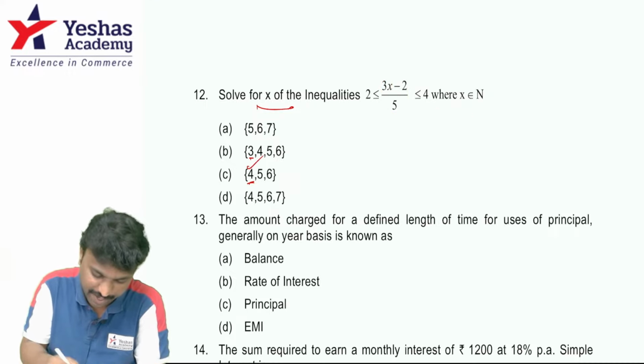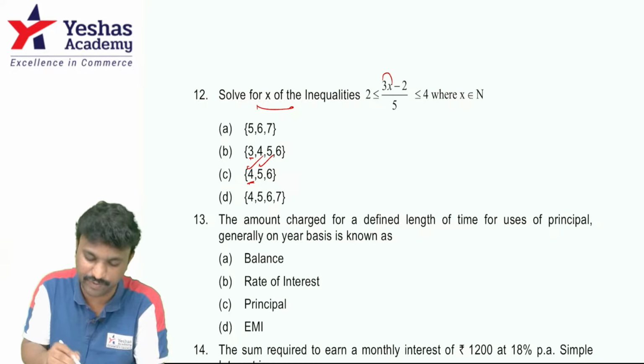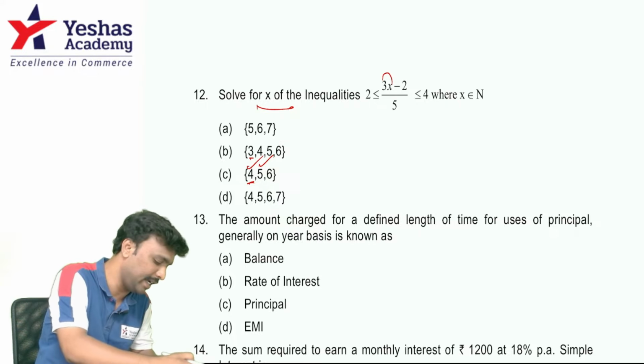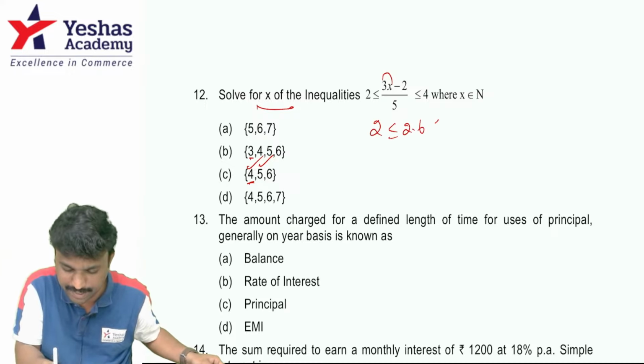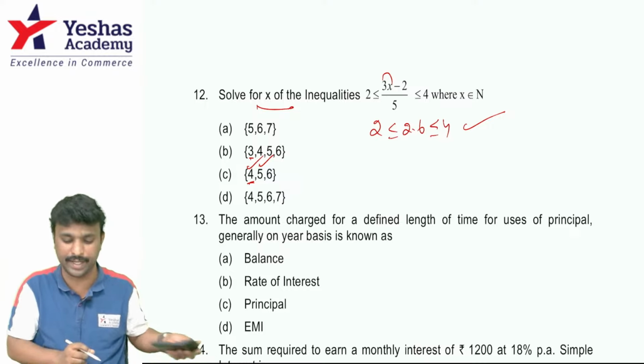Let us hit even 5. If I hit 5, 3 5s are 15, 15 minus 2 is 13. 13 divided by 5 gives us 2.6. So 2 less than or equal to 2.6, less than or equal to 4, even this inequality satisfies.